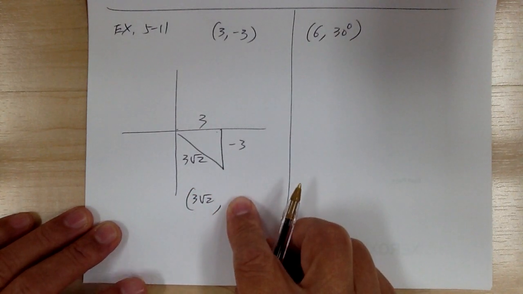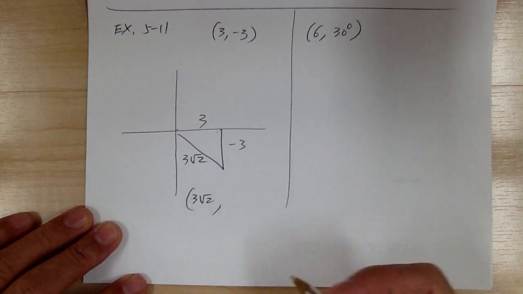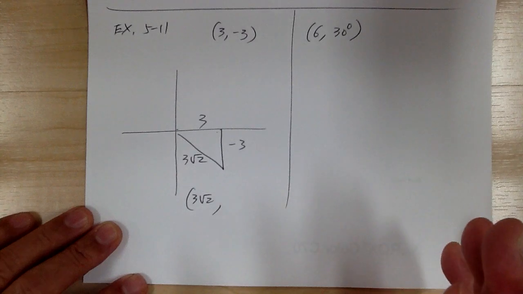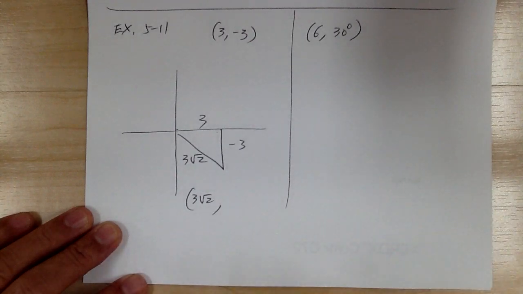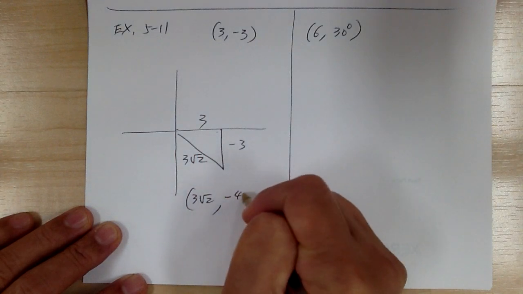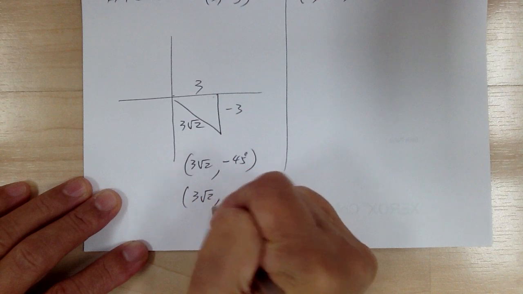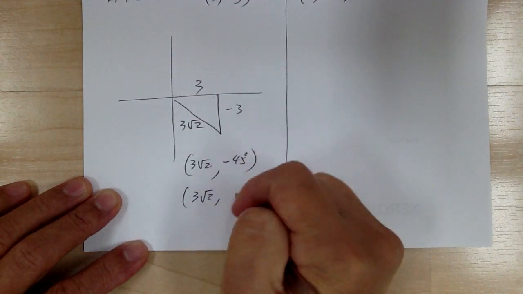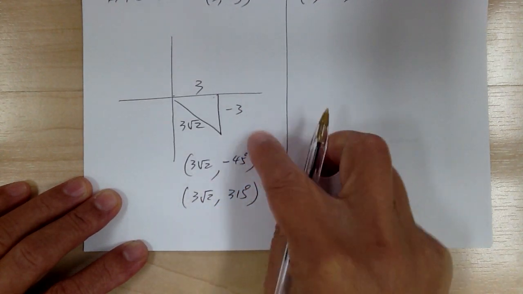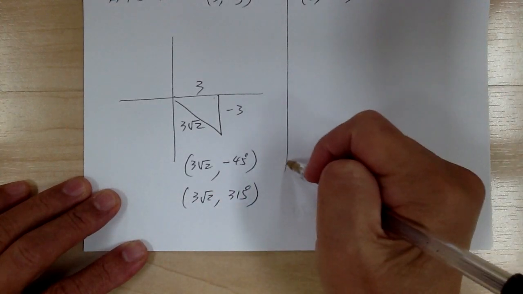And the angle, you can use positive or negative, it doesn't matter, depending on whether they give you a boundary or not. If not, you can use -45 degrees, or if you go this way, it would be 3 square root of 2, you just add 360, so it would be 315 degrees. All of these are fine, either one is fine.